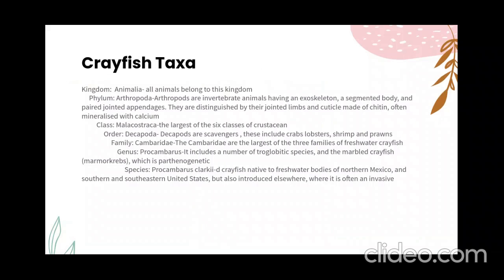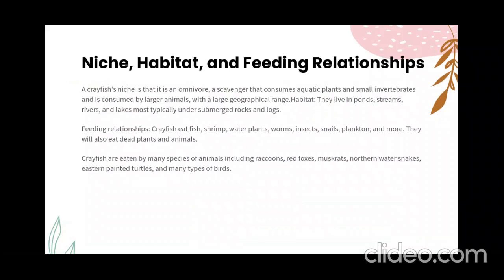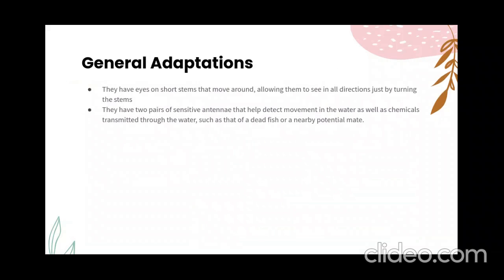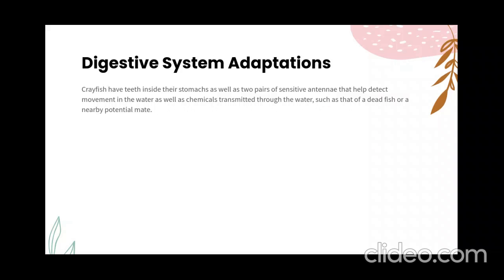This is the crayfish taxa, its niche, habitat, and feeding relationships, and its general adaptations. And then these are its digestive system adaptations. One thing that's interesting about the crayfish's digestive system is that they have teeth inside of their stomachs, which allows them to essentially chew and grind their food inside of the stomach, which, since they don't have teeth in their mouth, is necessary for the process of digestion.